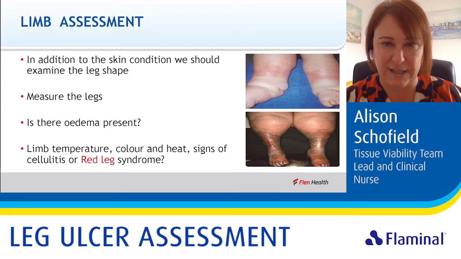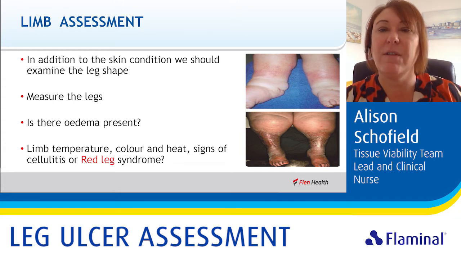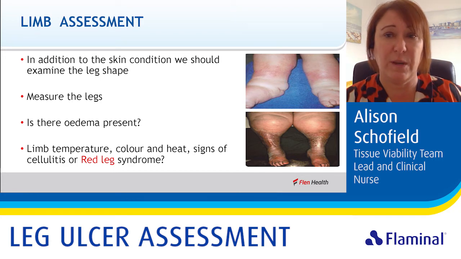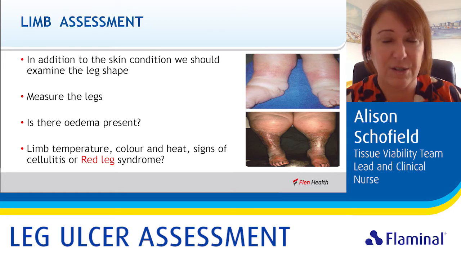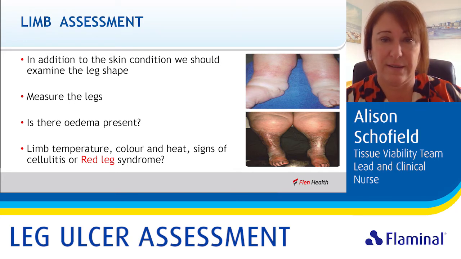So within our limb assessment, we're going to do that visual assessment. We need to look at the skin condition, and then we're going to examine the shape of the legs. You can see on those two pictures there, we've got the top picture where we've got very edematous legs. We've got skin staining. We've got the redness to both legs, and we've even got edema in the dorsum, the top of the foot, and some in the toes there too. And then the bottom picture is an advanced lipodermatosclerosis, where we have got that true fibrosis and that inverted champagne bottle leg. So if we measure the legs prior to going on to our treatment and management plan, we can see the reduction that's occurred.